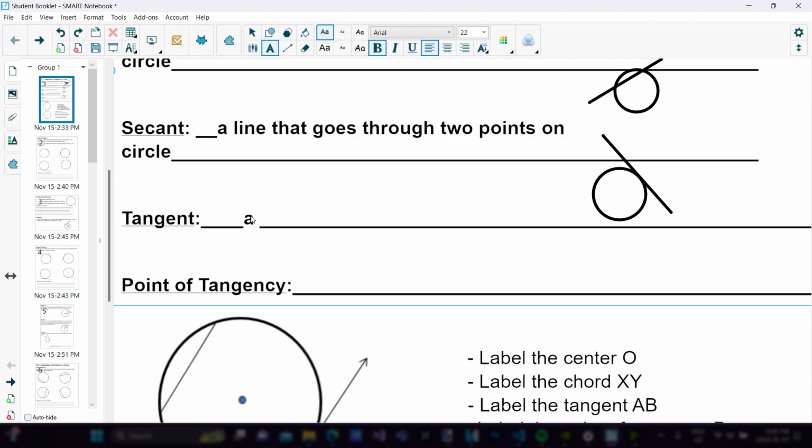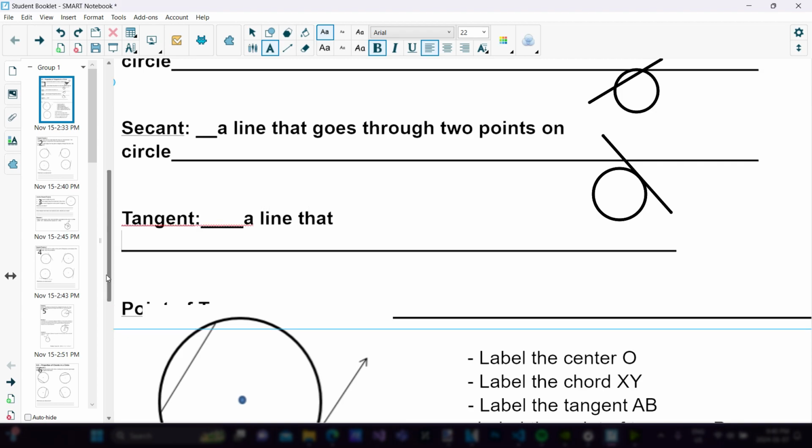So you could say it is a line that touches a circle at exactly 1 point. Because this line outside the circle touches just 1 point of the circle.